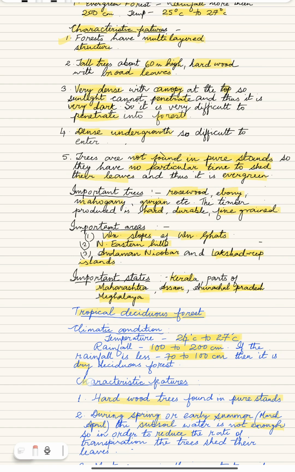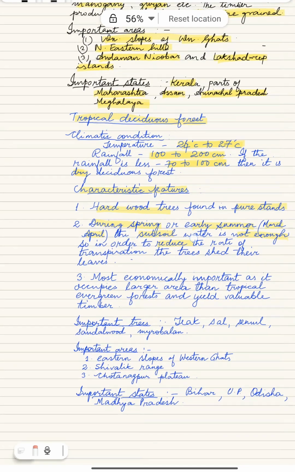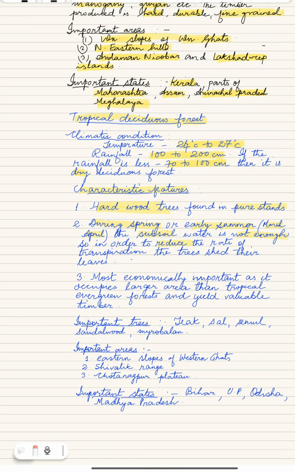Now, what about the characteristic features? Again, the trees here are hardwood, but they are found in pure stands. Pure stands means one area having the same variety of tree. Second characteristic is that during spring or early summer, that is between March and April, subsoil water is not enough. So, in order to reduce the rate of transpiration, the trees shed their leaves, and so they are termed as deciduous.